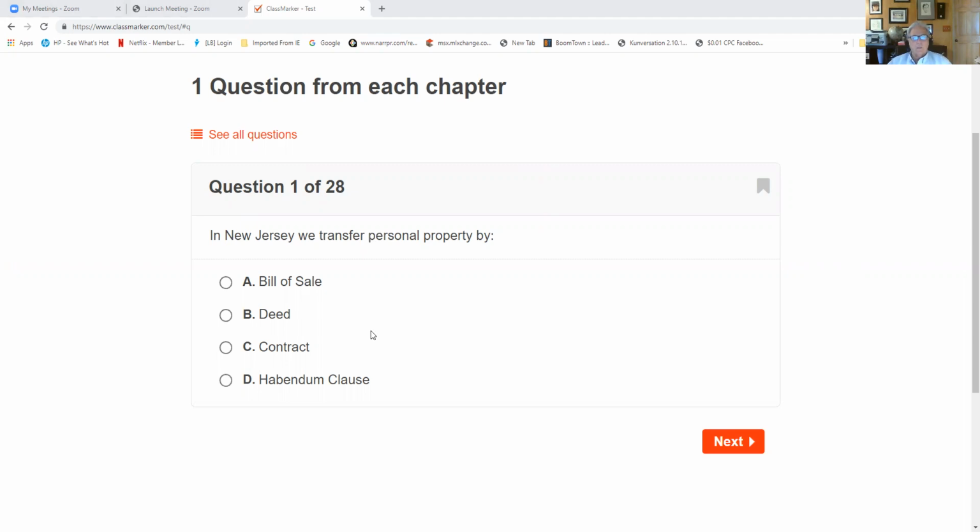Okay, in New Jersey, we transfer personal property by what method? And so the trick here is we transfer personal property by bill of sale. We transfer real property by deed. Contracts are the methodology by which we promise to transfer real property, and a habendum clause is the clause that's found in a deed that says how much of an estate you have.